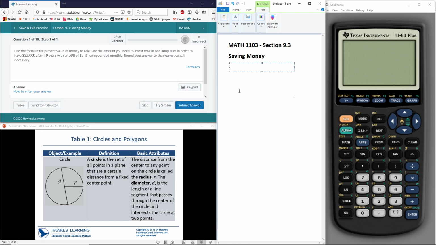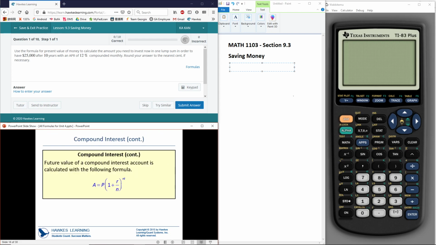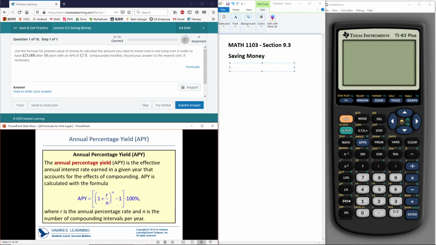So this is Math 1103, session 9.3, saving money. For this one, it's pretty much the same thing as before, where you're looking for the right formulas and then use it onto the right problem. That's it. Now, for this first problem here, use the formula for present value.